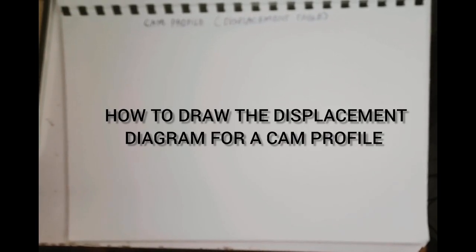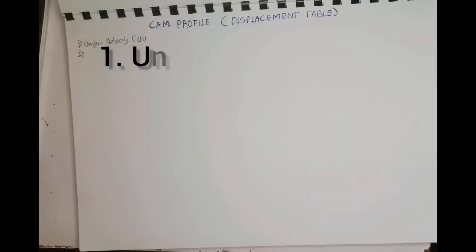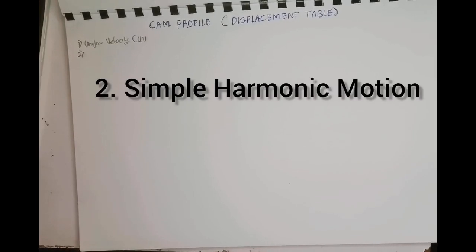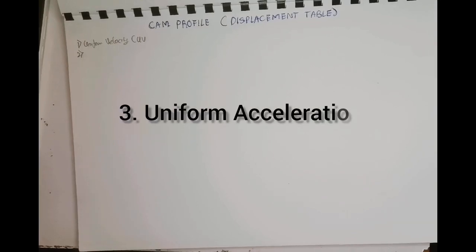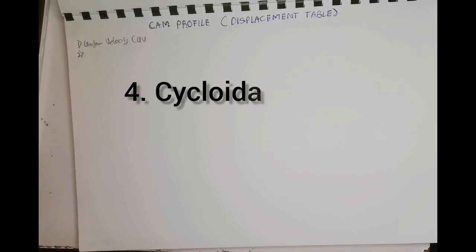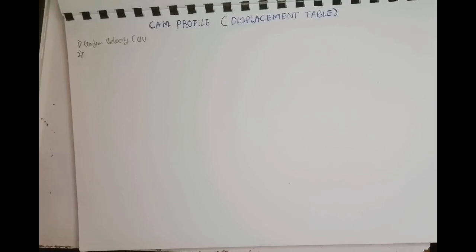Welcome to another video on engine drawing, and in this video we'll be learning how to draw the displacement table for a cam profile. There are four motions which a roller undertakes in a displacement table or in a cam profile. First, uniform velocity. Second, simple harmonic motion. The third, uniform acceleration and retardation, and the fourth is cycloidal motion. First, we'll be treating the uniform velocity.